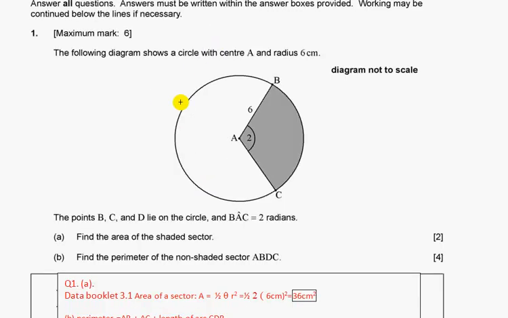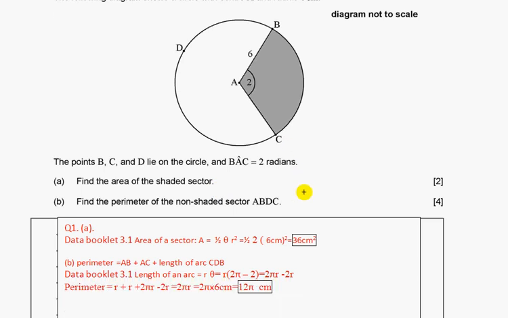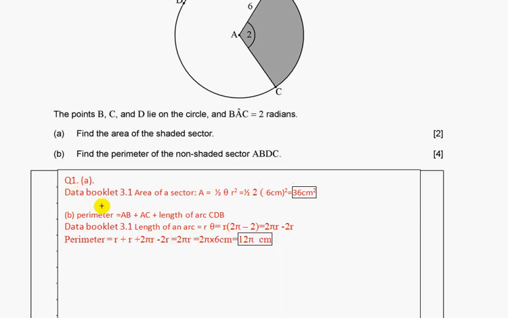Section A. Question 1. The following diagram shows a circle with center A and radius 6 centimeters. The points B, C, D lie on the circle and angle BAC is 2 radians. A. Find the area of the shaded sector. Question 1A. I will give a reference to the data booklet. So data booklet section 3.1. The area of a sector is given by this formula where theta is the angle in radians and r is the radius. So we put in the values and we get 36 centimeters squared.